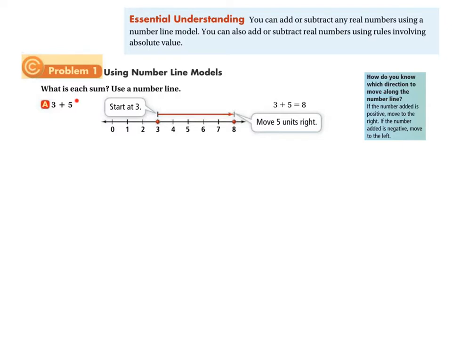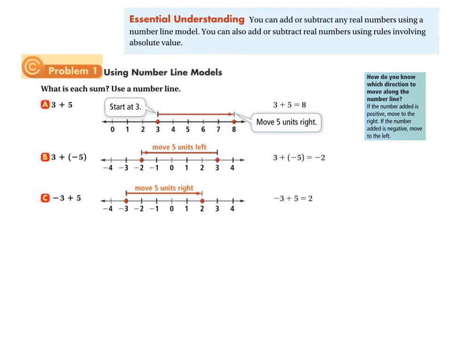So if we're adding a positive number, we go 5 jumps to the right. And we'll go to the left if we're adding a negative number. What's the next one? 3 plus negative 5. We, again, start at 3. But now, because we're adding a negative 5, we go 5 units in the negative direction. And where do we end up? At negative 2.